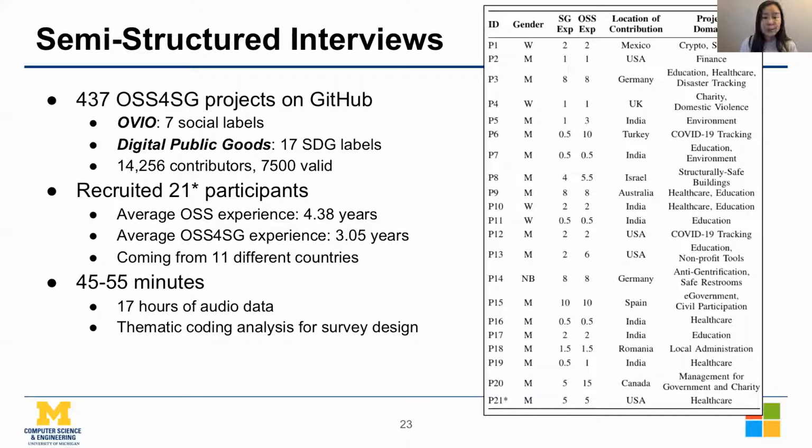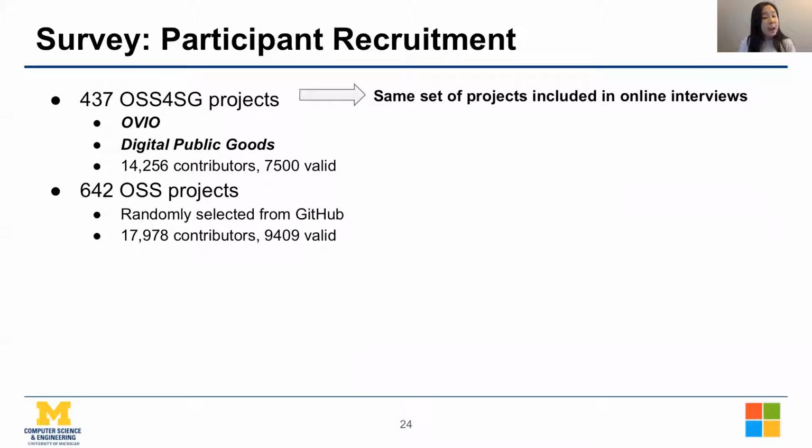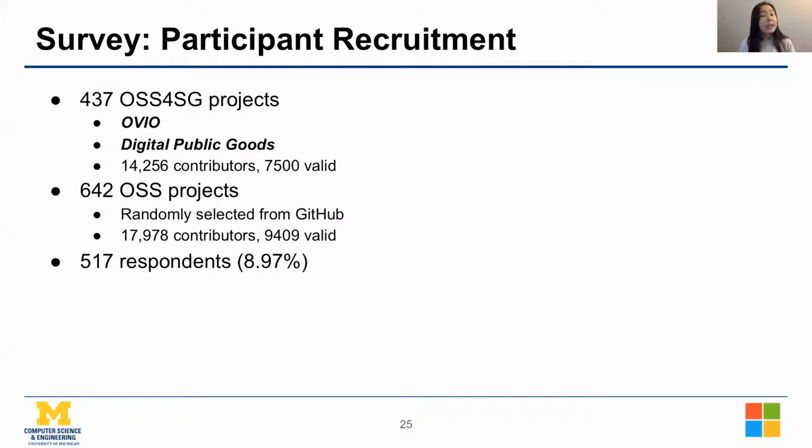Surprisingly, the social good projects they have worked on covered a wide range of diverse topics, including education equality, civil infrastructure, healthcare, etc. We sent our survey to contributors from both the 437 social good projects as well as the 642 other general open source projects. We emailed 3,000 contributors from each set of projects and got 517 responses from all over the world, including areas with increased participation in recent years like Africa. More demographic information of the respondents can be found in our paper.